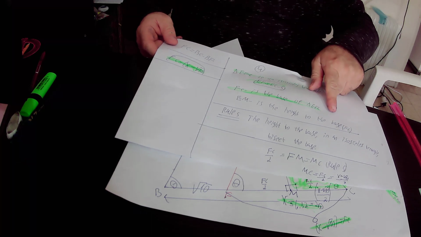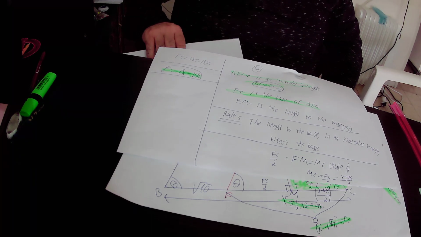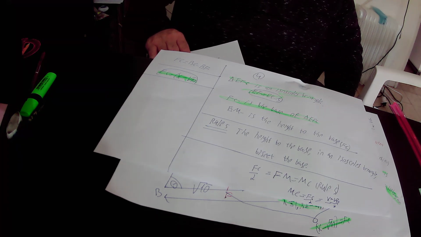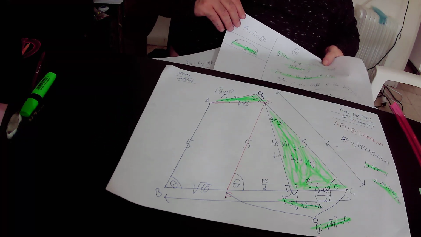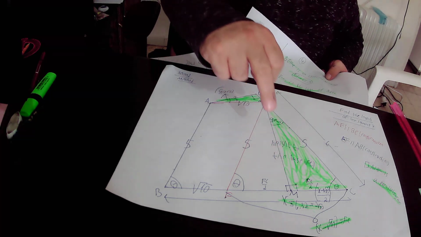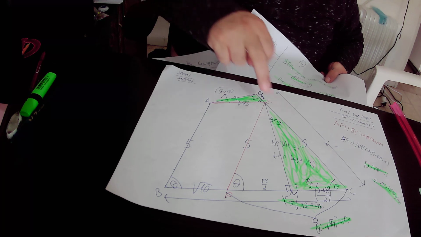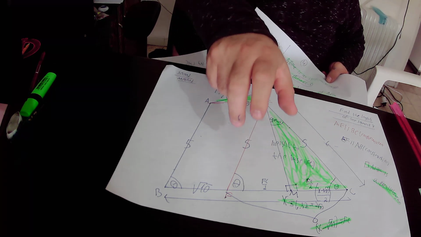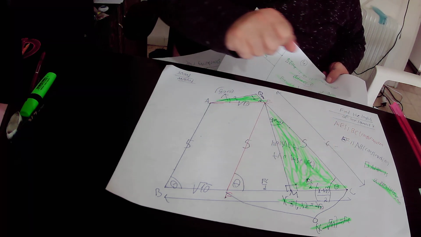EM is the height to the base FC. Then I presented to you rule number 5. According to rule number 5, the height to the base in an isosceles triangle bisects the base. So according to rule number 5, the height EM to the base FC bisects the base. That is to say, the height EM divides the base FC into two equal parts.